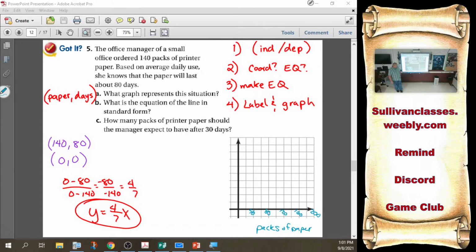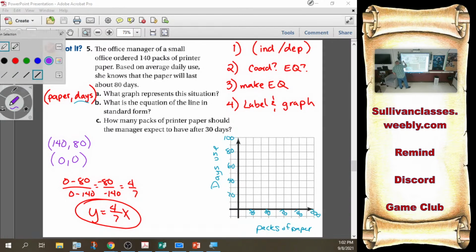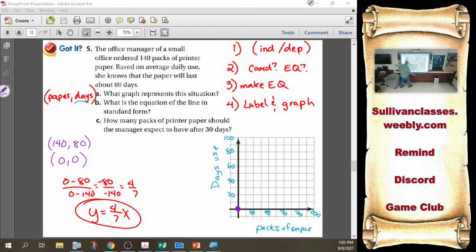Okay. And I know that I'm going to go out to at least 80 days. I've got 10 boxes. Go by 10s. So I'll label this days of use. And I can go 10, 20, 30, 40, 50, 60, 70, 80, 90, 100. I can plot my 2 points. 0, 0, and 140, 80. Connect the dots.